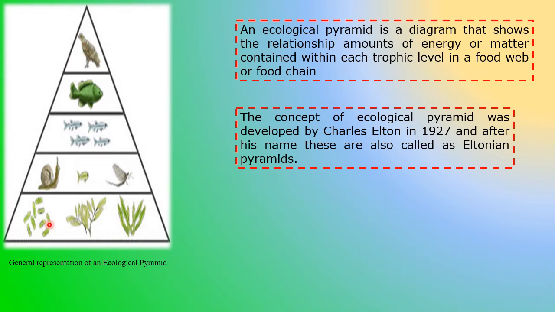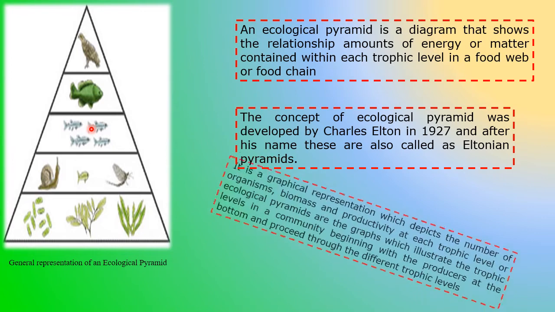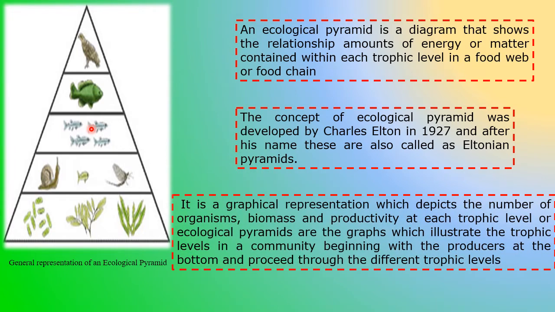The concept of the ecological pyramid was developed by Charles Elton in 1927, and after his name, these are also called Eltonian pyramids. An ecological pyramid is a graphic representation which depicts the number of organisms, biomass and productivity at each trophic level. We can say ecological pyramids are graphs which illustrate the trophic levels in a community, beginning with the producers at the bottom and proceeding through the different trophic levels to the apex.